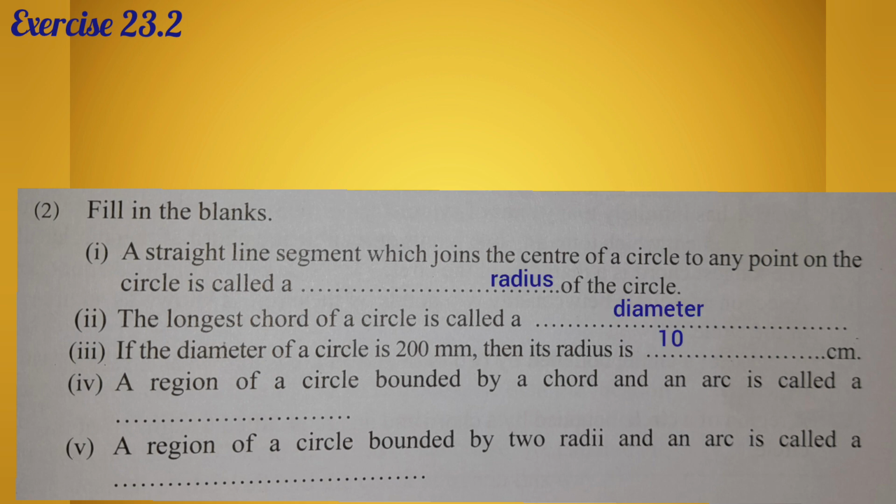Number 4, a region of a circle bounded by a chord and an arc is called a segment. Last one, number 5, a region of a circle bounded by 2 radii and an arc is called a sector. These are the answers for question number 2 here.